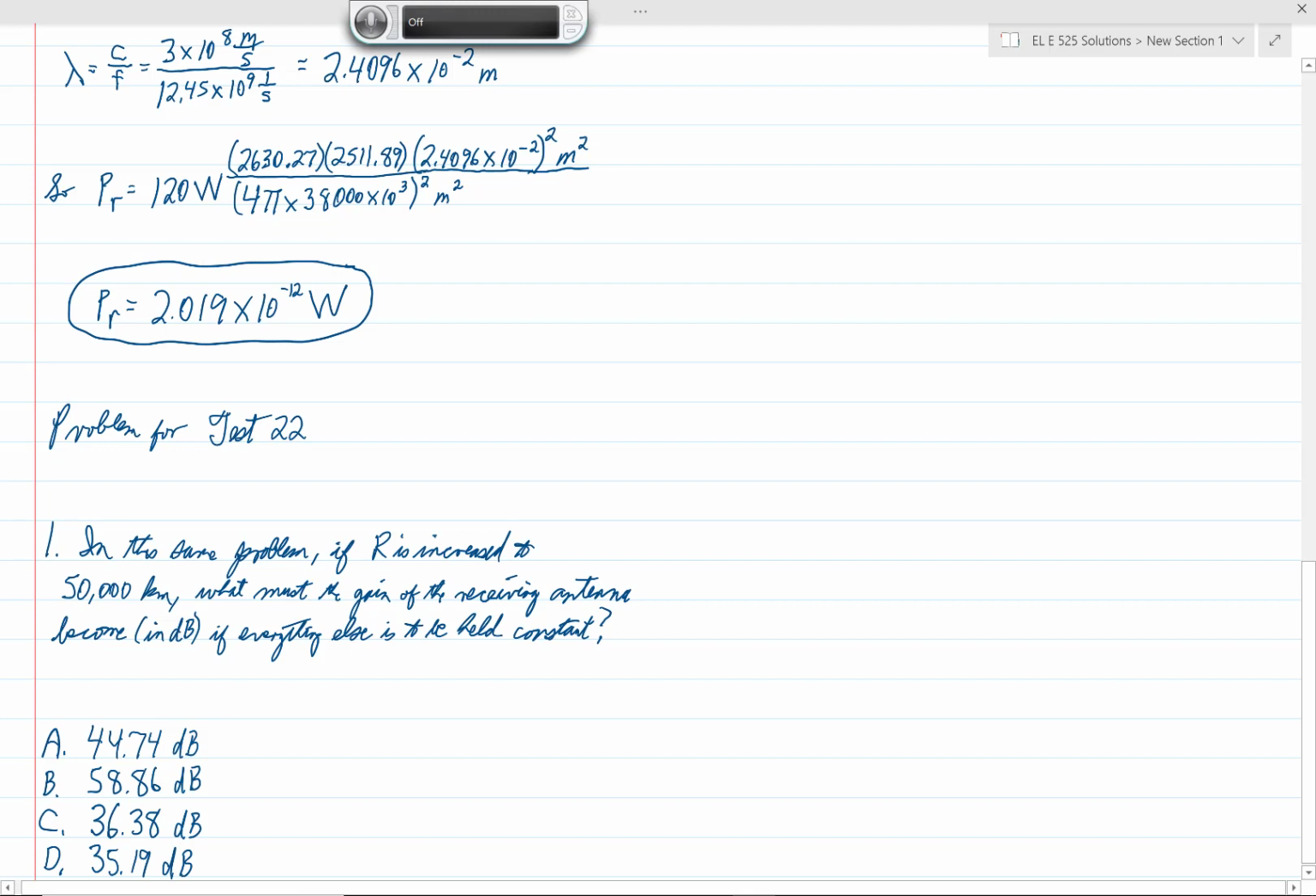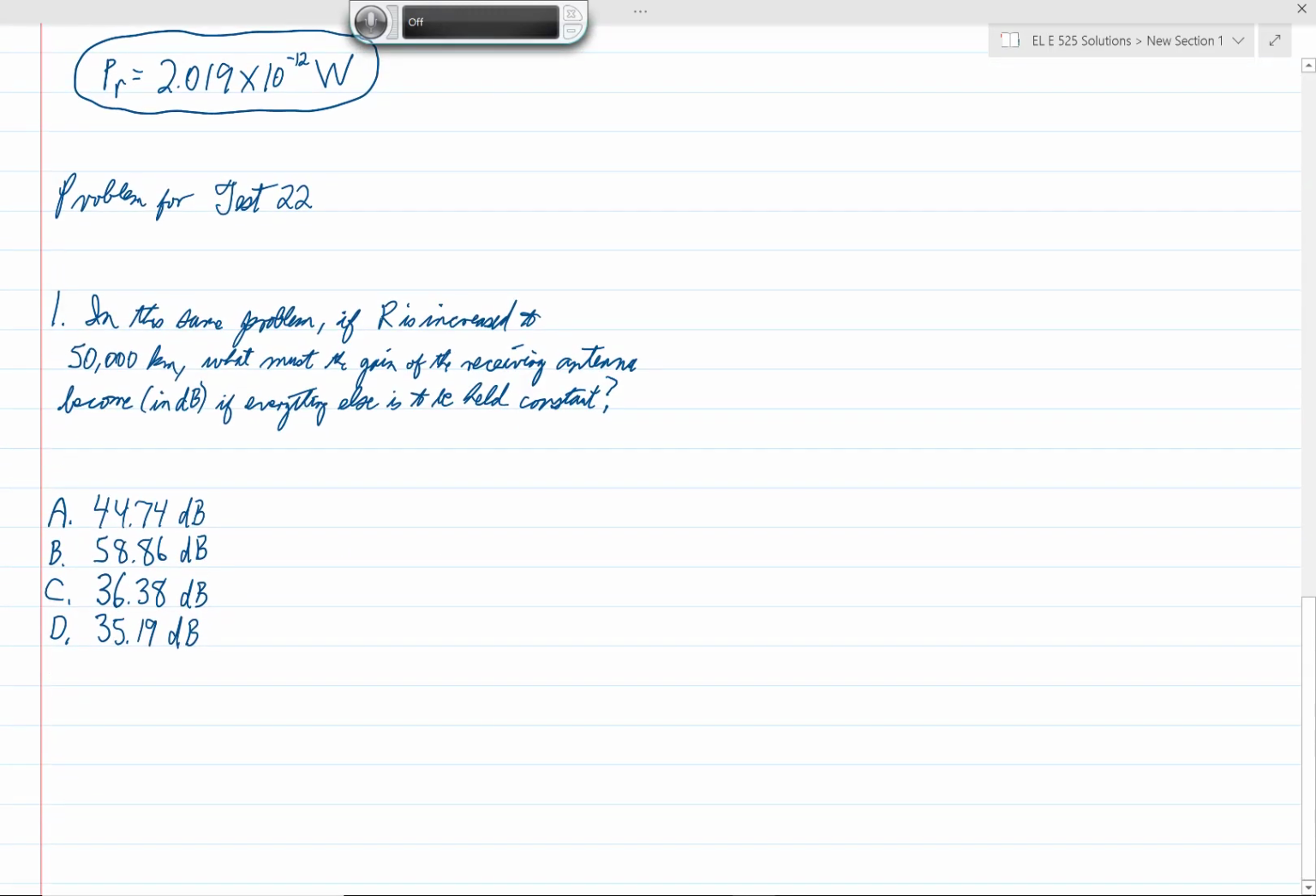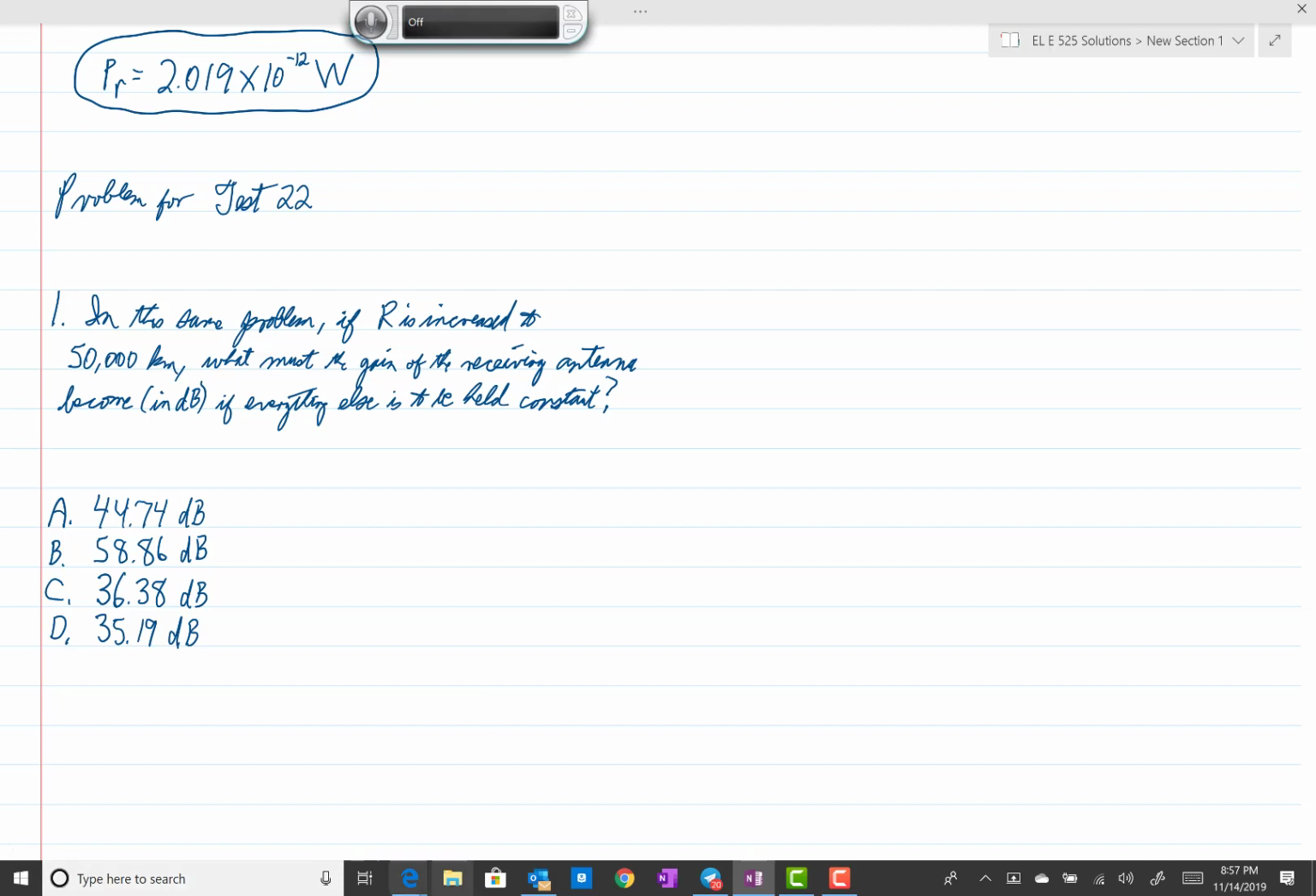And the answer is given here in dB, and the four choices are A, 44.74 dB, B, 58.86 dB, C, 36.38 dB, and finally D, 35.19 dB. So that's all for lecture 22. Good luck.